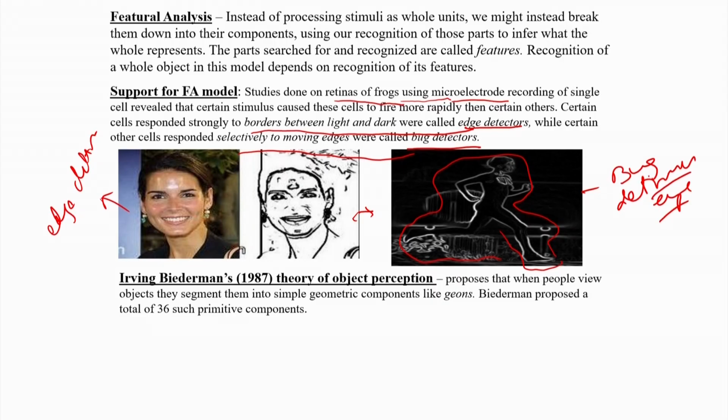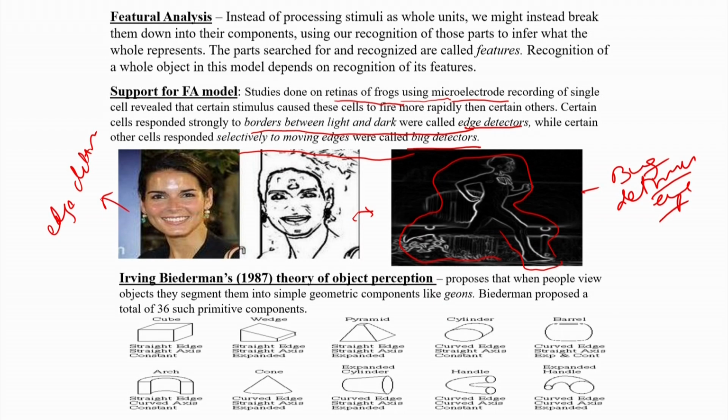And what does this really mean? It means that at the level of the eye itself, the features are separated out. Now, one of the basic supports provided to the feature analysis model was by someone called Irving Biederman.